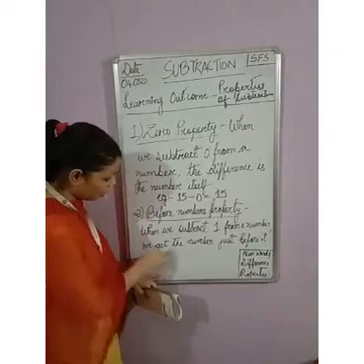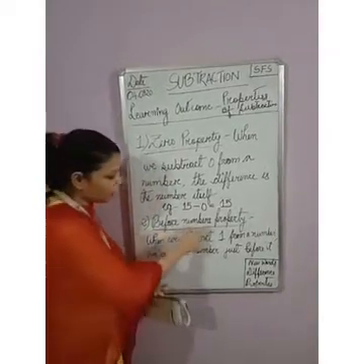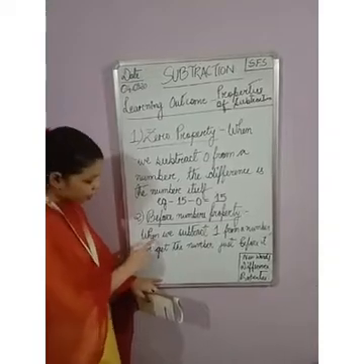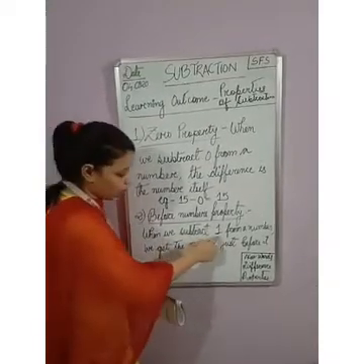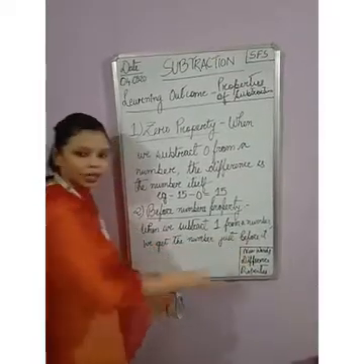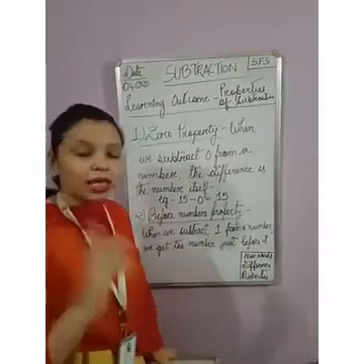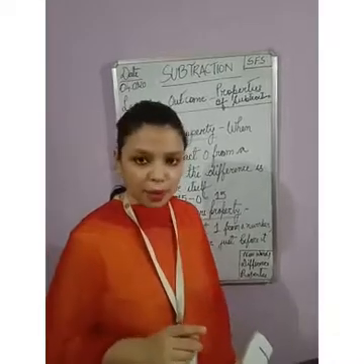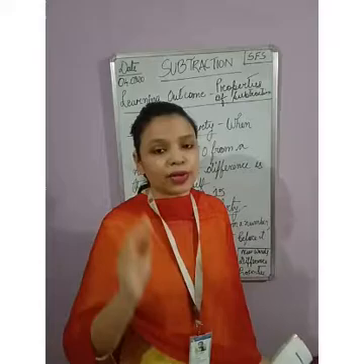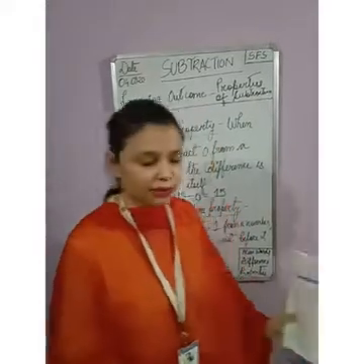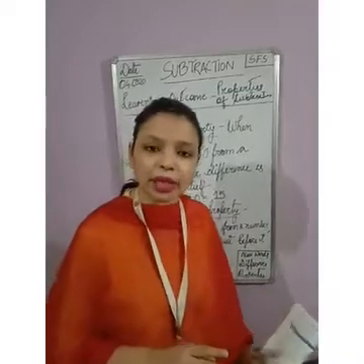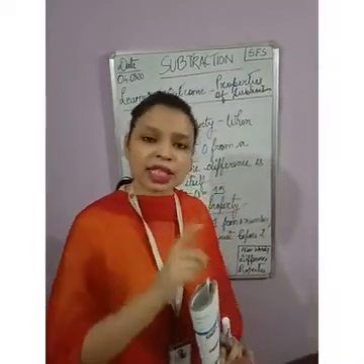Then the next property is the before numbers property. What is the before numbers property? When we subtract 1 from a number, we get the number just before it. Just like addition, in addition you got the after numbers property. That means if you add 1 to any number, we are getting the number just after it. Same here, if we subtract 1 from any number, we are getting the number that is just before it.